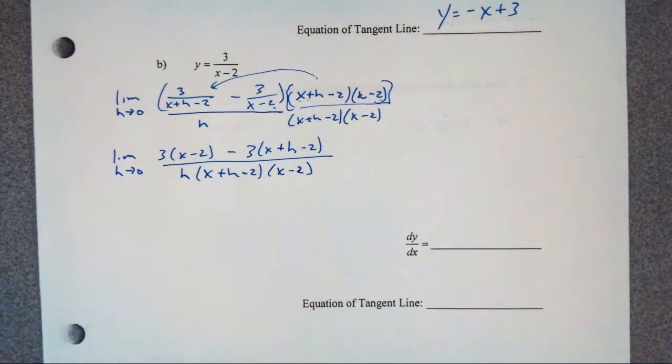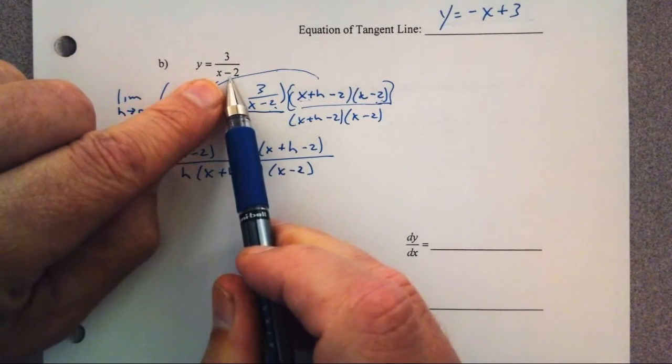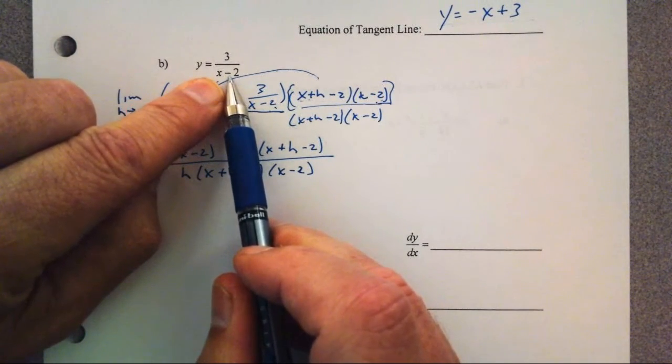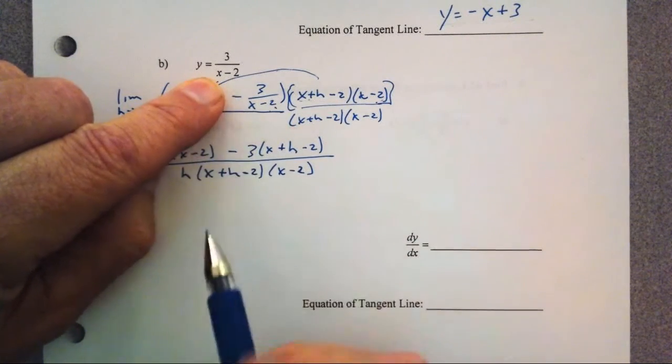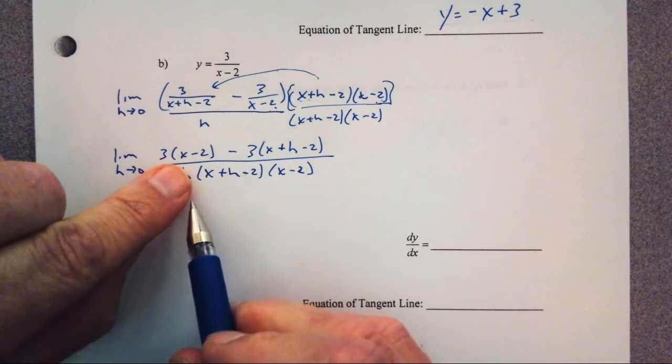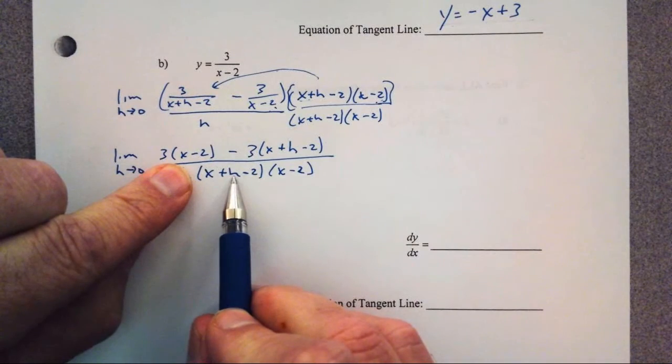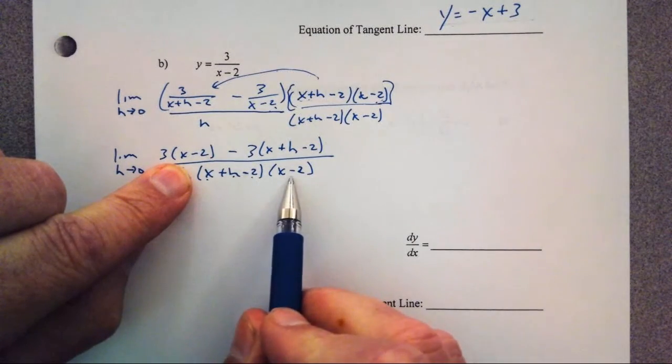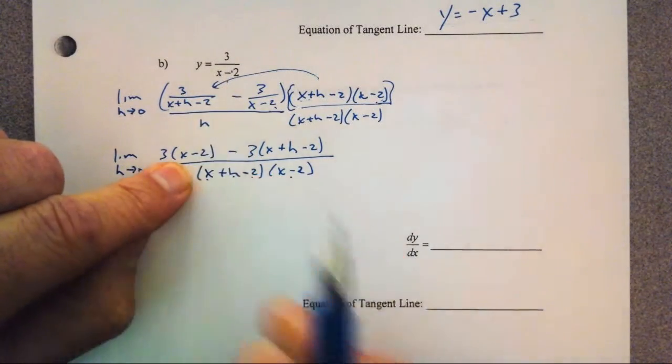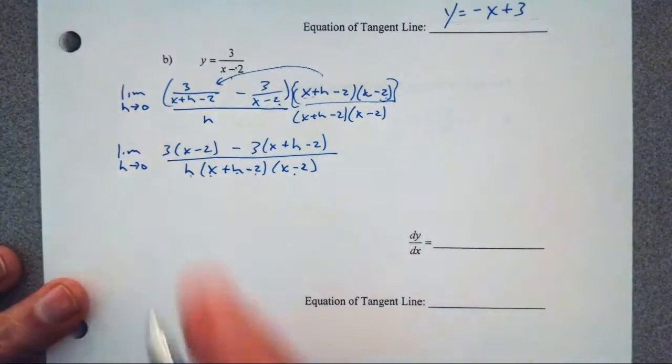Now, if you think about this and look forward, this is pretty comforting, because if I was to quotient rule this, eventually I would be over the square of the thing below. And look what's going to happen. I expect this h to cancel. I expect to put 0 in here for h, and I'm going to get x minus 2 squared over the square of the thing below. So that's encouraging to me.